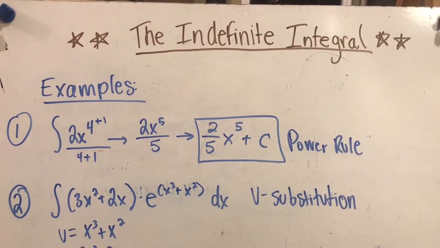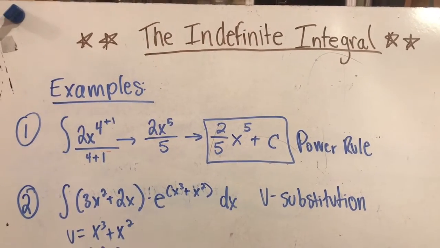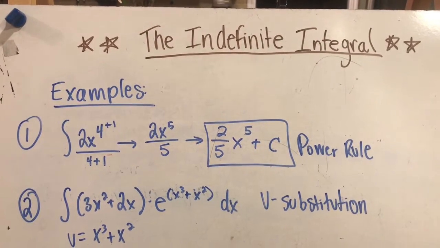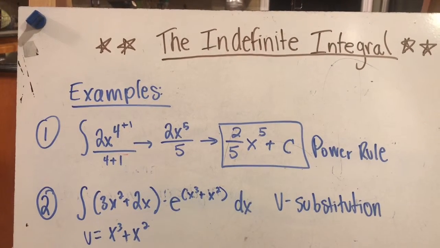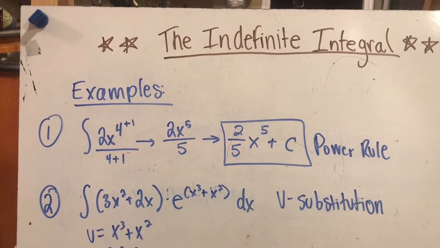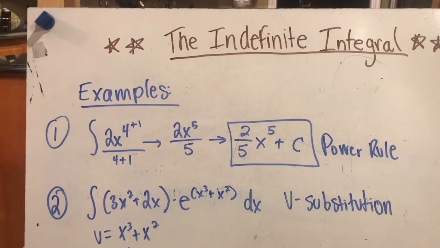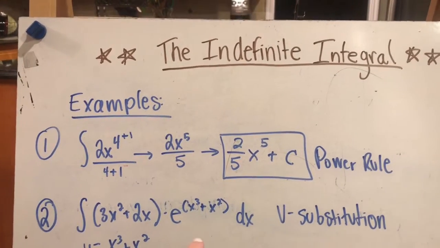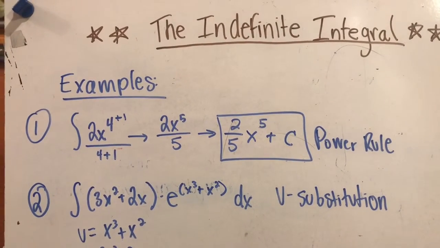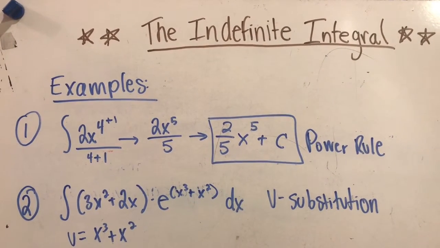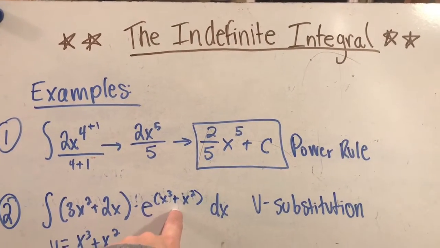After showing power rule in the first example, I'm now going to talk about u substitution for example number 2. We're trying to find the indefinite integral of (3x squared plus 2x) times e to the x cubed plus x squared dx. We're going to want to use u substitution because we have this exponent here. The first thing you want to do is identify the u value, and if there's an exponent, you're always going to use the exponent.